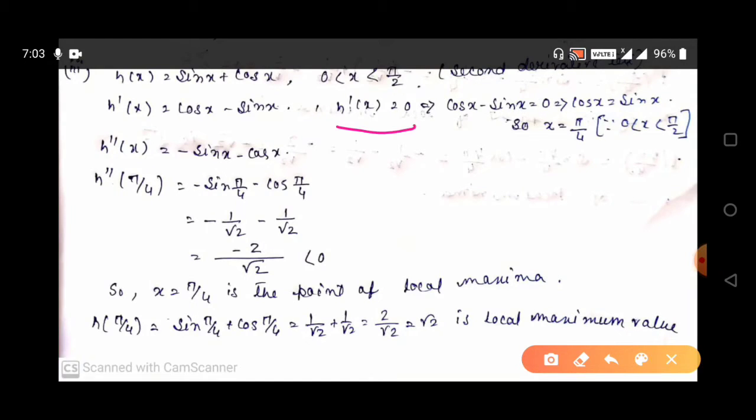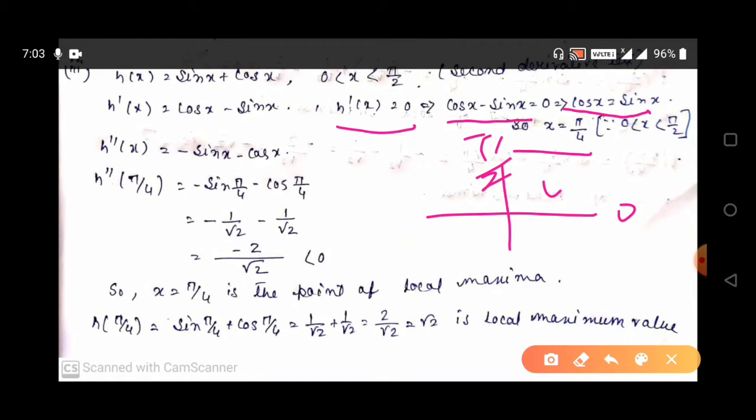and we will assume that h dash x is equal to 0 to find the value of x, which is the critical value. So cos x minus sin x is equal to 0. From here we can write cos x is equal to sin x. Now since x belongs to 0 to pi by 2, that means x is in the first quadrant. If it is in the first quadrant, then for what value of x is cos x equal to sin x? The value is 45 degrees, we all know. So pi by 4. So the critical value is pi by 4.